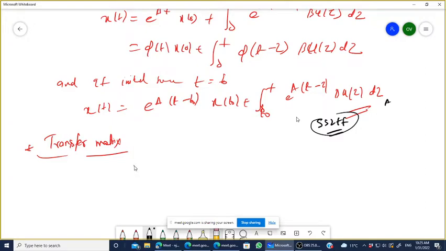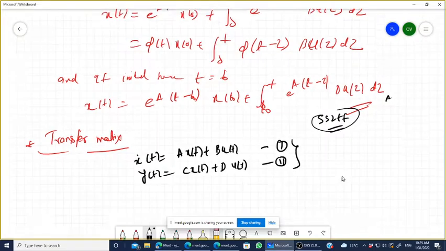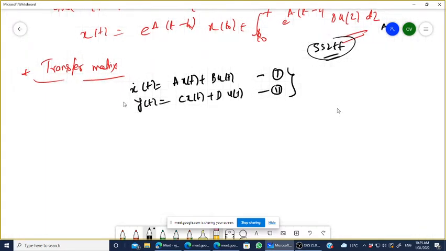So what is the equation? The equation is x dot of t is equal to Ax of t plus Bu of t. This is the first equation, and the output equation may be defined as y of t equals Cx of t plus Du of t. So these are the two equations, the state equations, and now we are going to find the transfer function or transfer matrix for these equations. This is a very simple equation. We will go one by one.